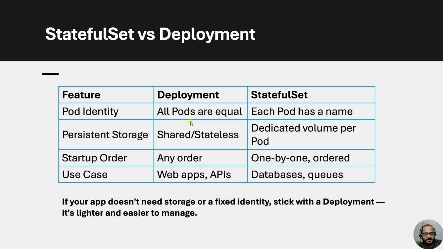Now let's see a quick comparison between StatefulSets versus Deployments, because these are the two main ones which we generally use on a day-to-day basis. First we will see pod identity. In deployments, all pods are equal because we define a ReplicaSet, so deployments generally create identical pods. But in the case of StatefulSets, each pod has a name, like we've seen: myapp-0, myapp-1, myapp-2, like that.